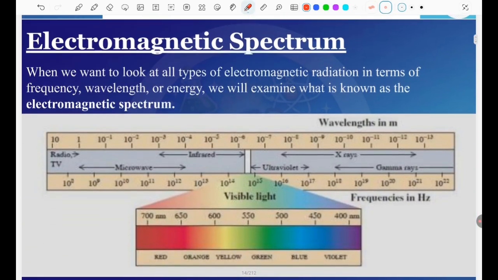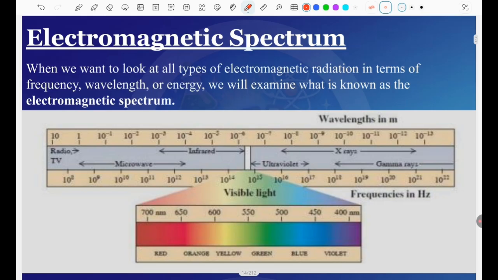First we have to learn about the electromagnetic spectrum. When we want to look at all types of electromagnetic radiation in terms of frequency, wavelength, and energy, we examine what is known as the electromagnetic spectrum. This is the electromagnetic radiation spectrum diagram.